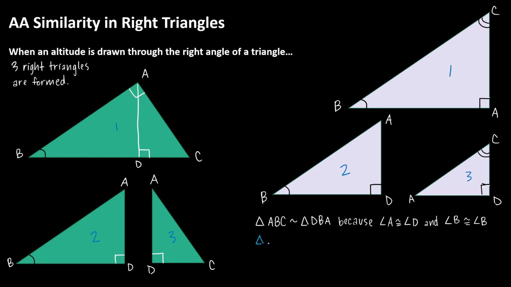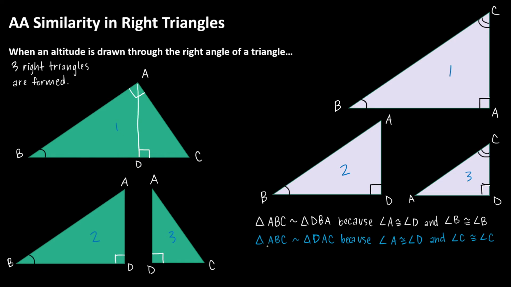So triangle ABC is also similar to triangle DAC, same order, because angle A is congruent to angle D, right angle theorem, all right angles are congruent, and by the reflexive property, angle C is congruent to angle C. The shared angles are congruent to each other.